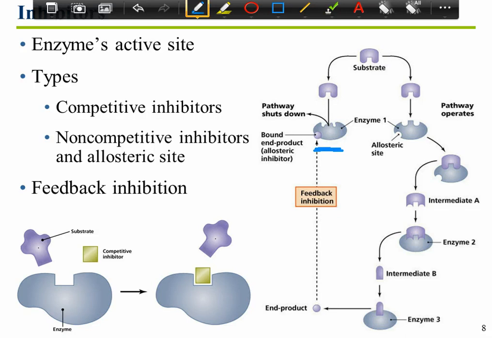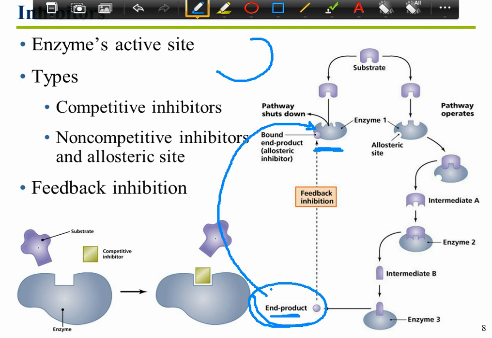If the cell has been making a bunch of this end product, there's going to be a large amount of it. The end product can bind onto this enzyme. There's actually a site, an end product binding site, on the enzyme. So this enzyme, I'm going to draw it right there. It has an active site right there, I'll put AS, where it binds to the substrate, that guy. And it has another binding site for the end product.